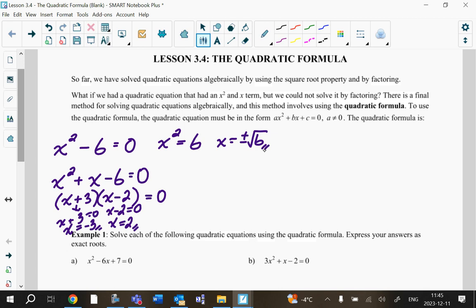What happens if we can't factor? We need another method. Okay? And it's kind of based on completing the square. We can develop a formula that actually works with any type of quadratic equation, but we use it for ones that we can't factor. And this is what it looks like, and you will always get this formula.